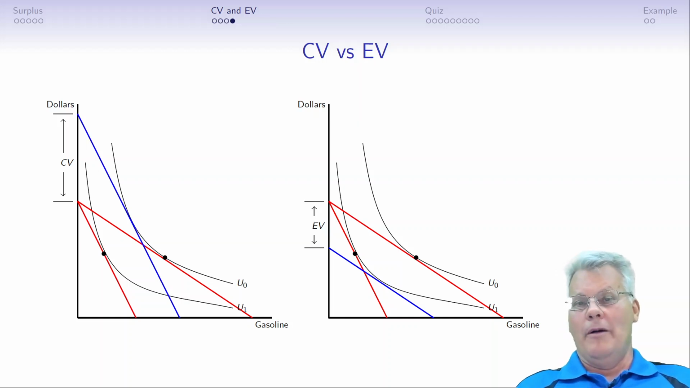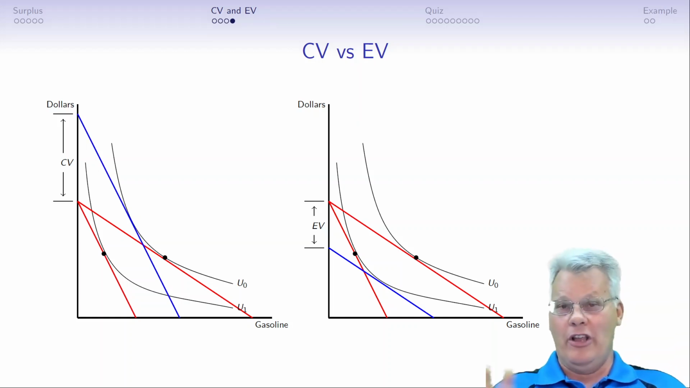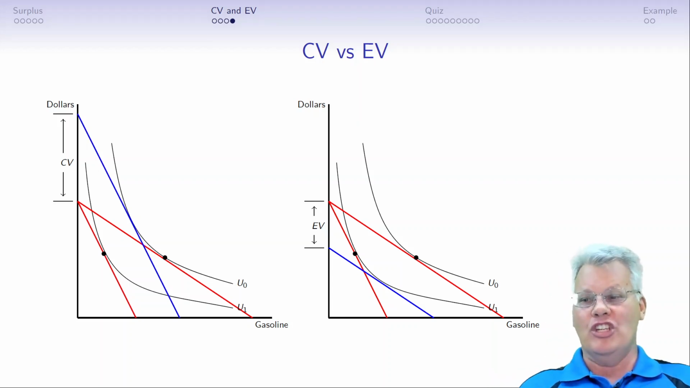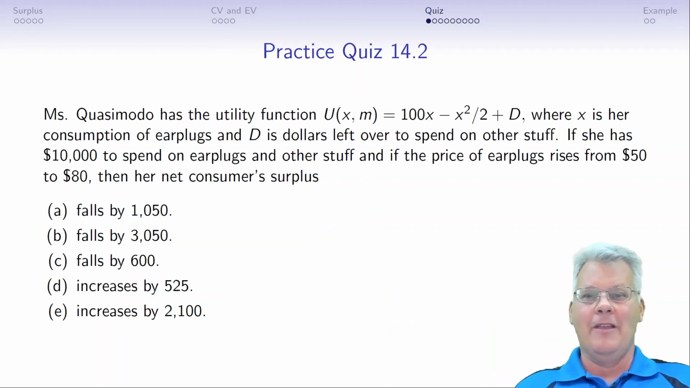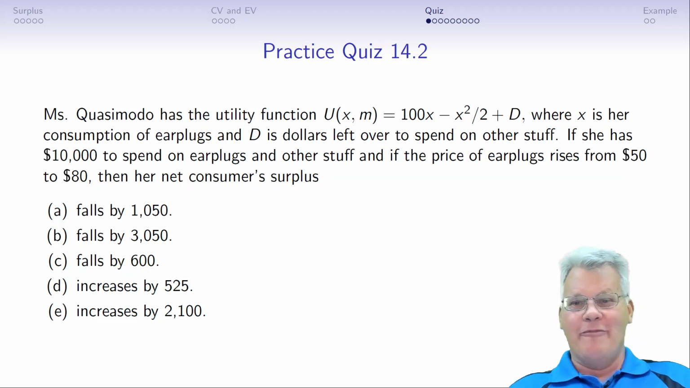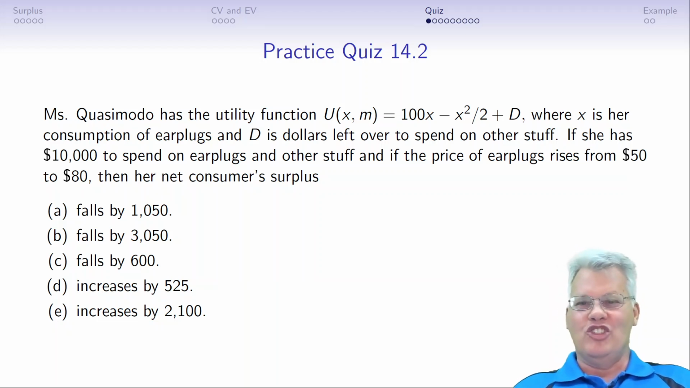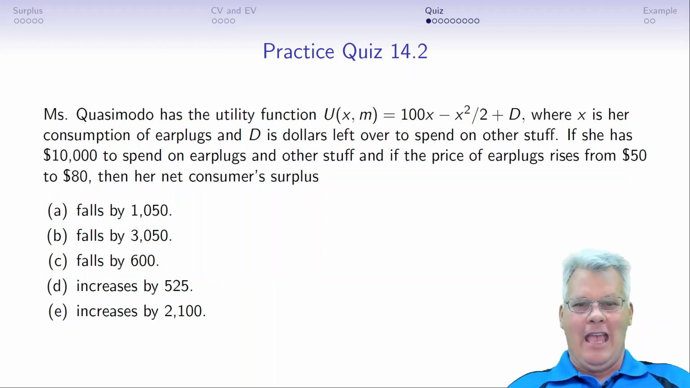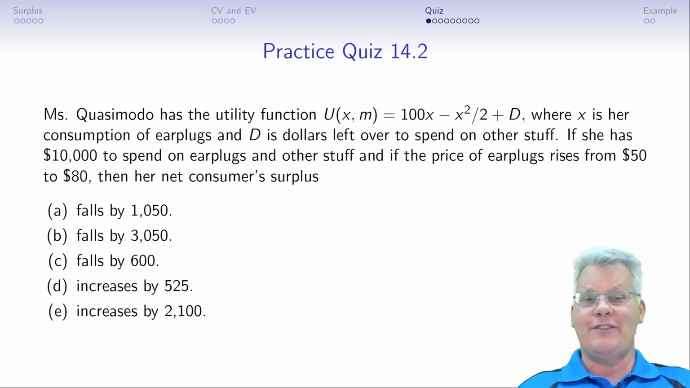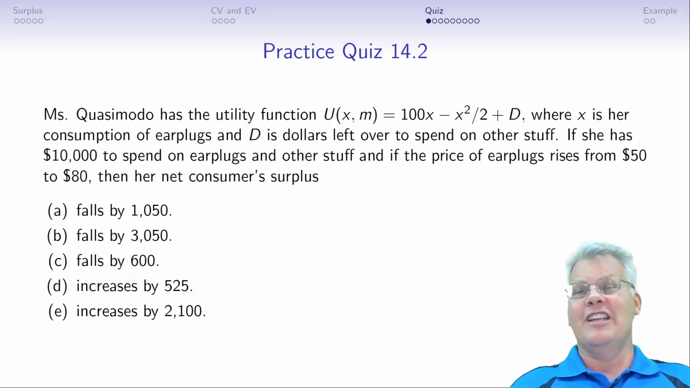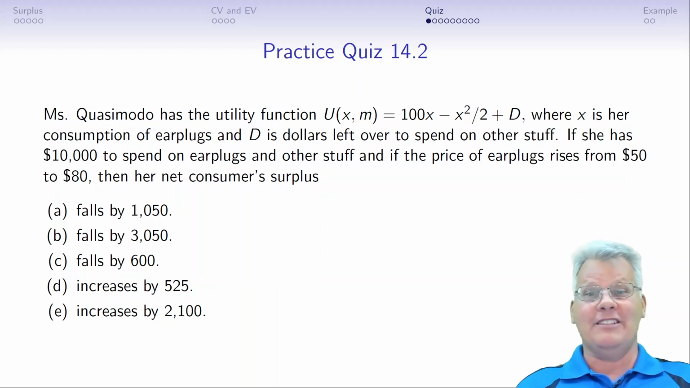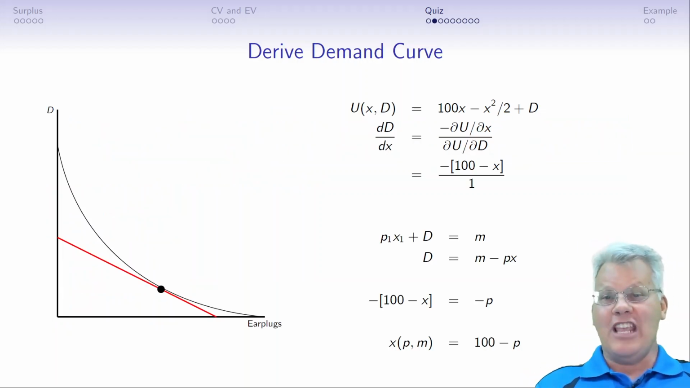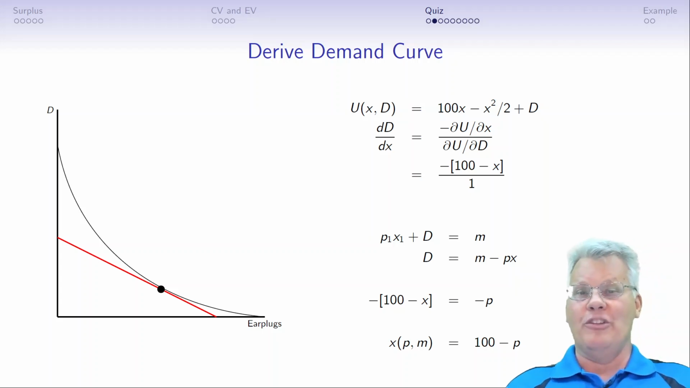I'm going to show you examples of implementing compensating and equivalent variation with the quiz questions. Okay? First, though, I'm going to do a consumer surplus problem. We have Ms. Quasimodo, who consumes earplugs and has dollars left over to spend on other things. If the price of earplugs rises from $50 to $80, how does that affect Ms. Quasimodo's consumer surplus? The first thing we need to do is come up with her demand function.